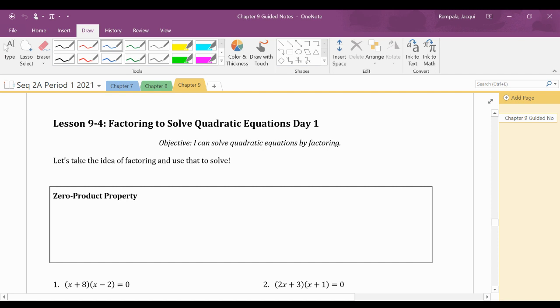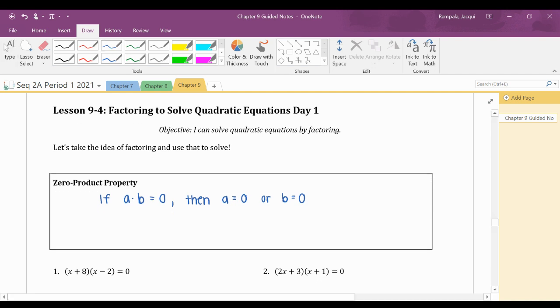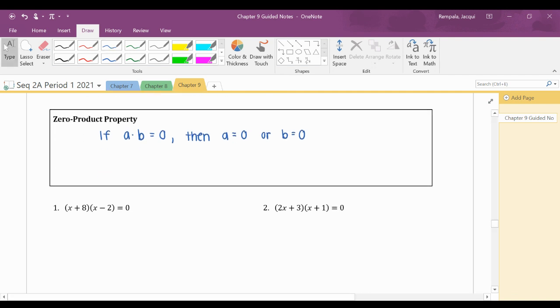When we are given something like this, say we had A times B equals 0. If that's the case, then hopefully it makes sense that either A has to equal 0 or B has to equal 0. Because if two things multiply to equal 0, one of them has to be 0. We want to keep that in mind when we are looking at these problems down here.